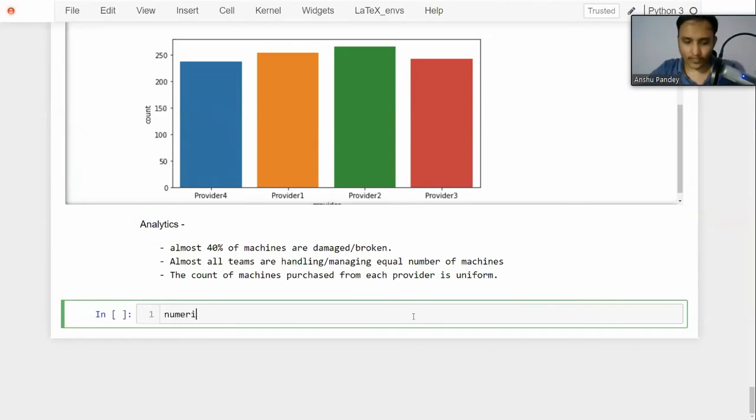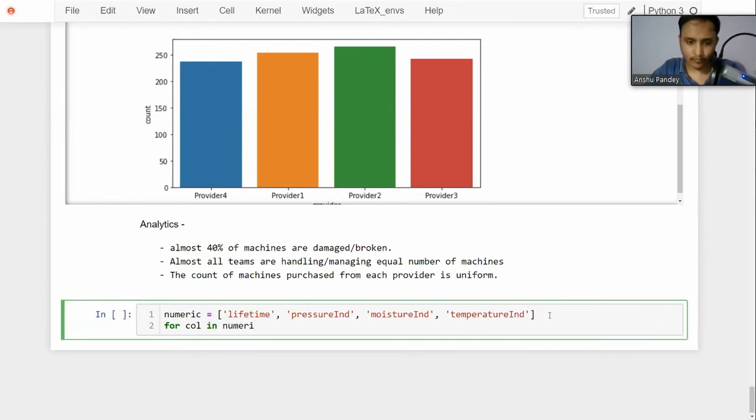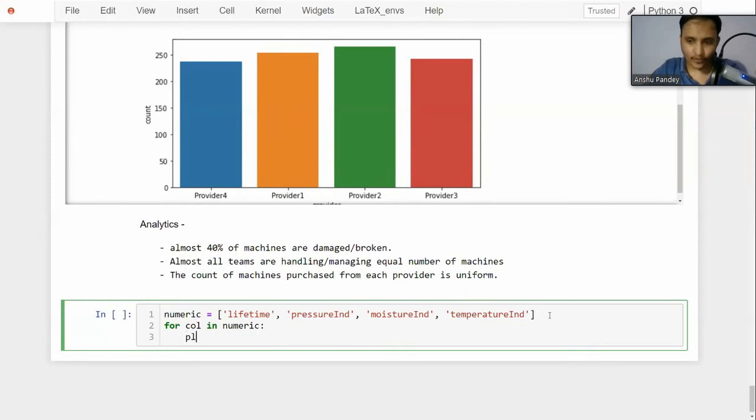So you can see that numeric, okay, which is lifetime, broken, pressure, moisture, temperature, so on and so forth, right? So these are the attributes that we have here, right? So out of them, broken is not numeric, as we already know that it's categorical. So we would want to do similar analytics for numeric attributes, which is where we would want to possibly draw a histogram plot.